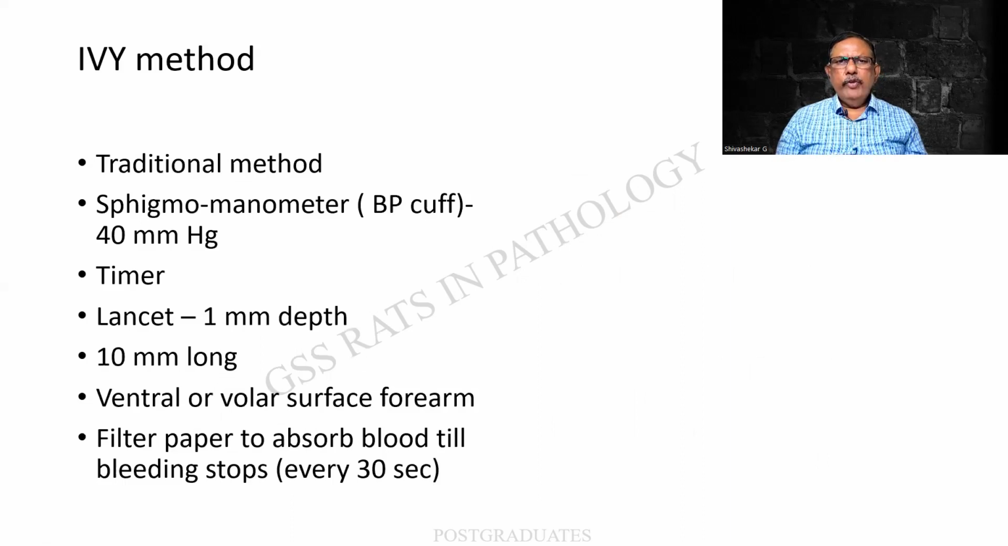There are a few methods of this bleeding time. One is the Ivy method. It is a traditional method. As I told you, BP cuff, 40 millimeters of mercury, a timer is set the moment there is a puncture. The lancet has got a 1 millimeter tip and almost 10 millimeter width. In this, the ventral or the volar surface of the forearm is the site. And there is a filter paper to absorb the blood that is being bled. And once the bleeding stops, that is the end of the test.